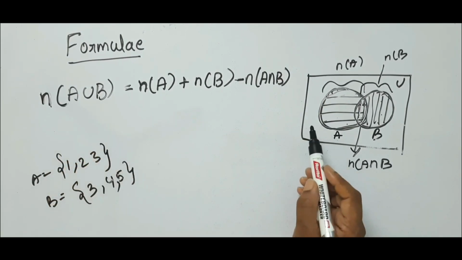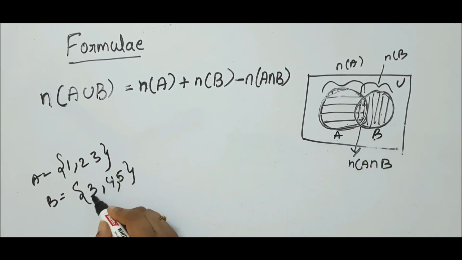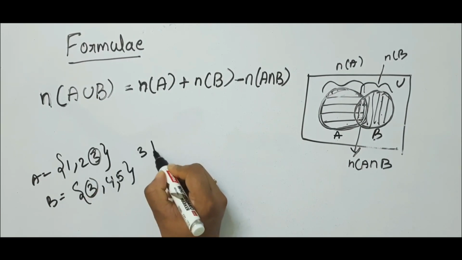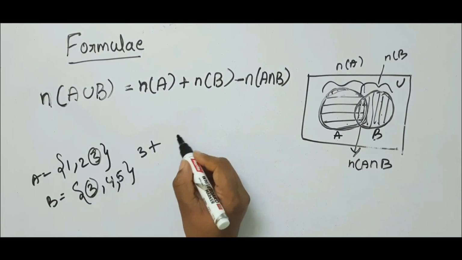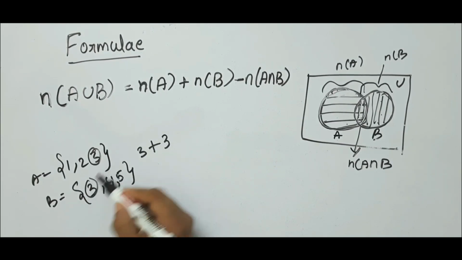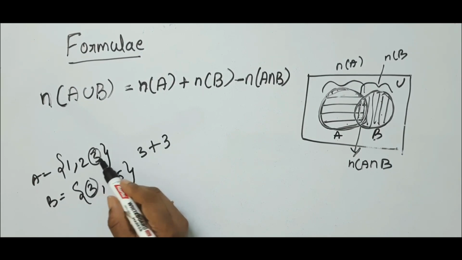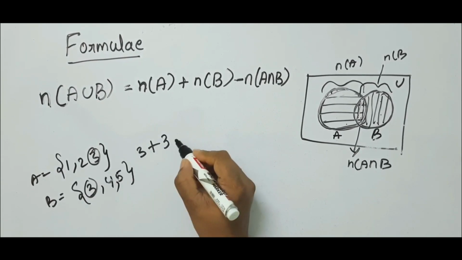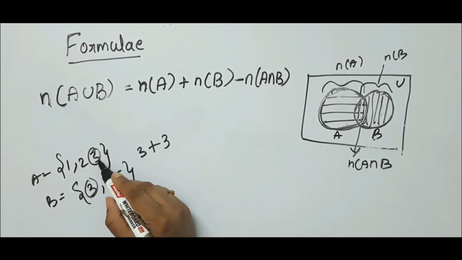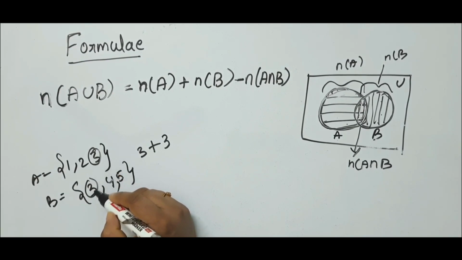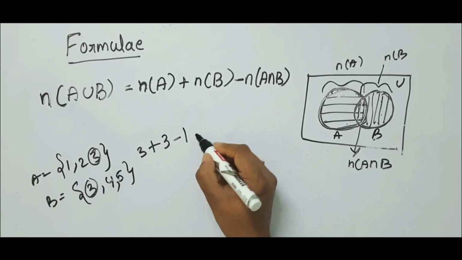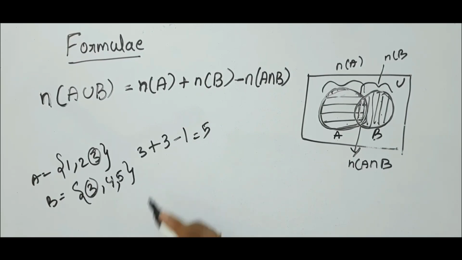Is it clear? So here in this case 3 is the common element. So number of elements of A union B will be 1, 2, 3, 3 plus here 1, 2, 3, 3, and the common element we have counted 2 times. So it is enough to subtract 1 time. So how many common elements are there? Only 1 common element is there. So minus 1. So we will get 6 minus 1, which is 5. So total number of elements will be 5.